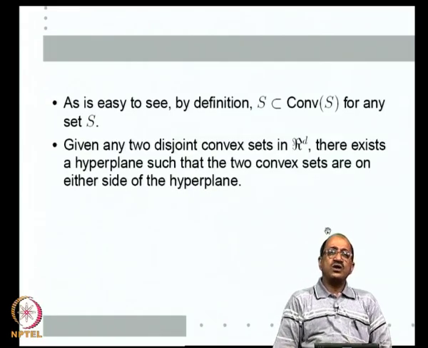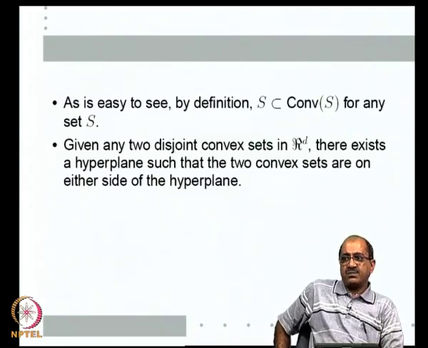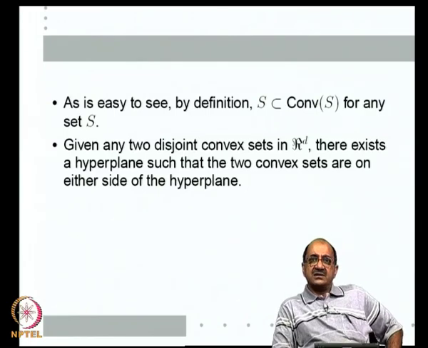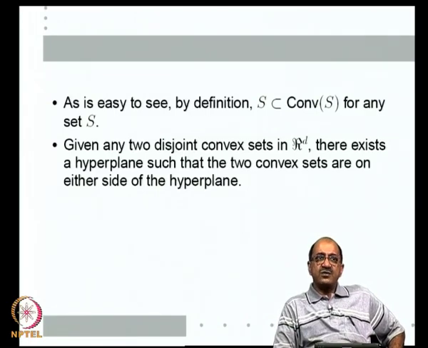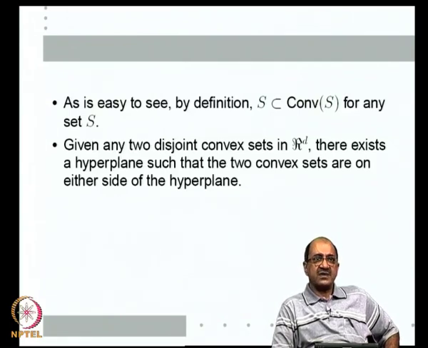Given any 2 disjoint convex sets in R^D, see every convex set, the property of convexity. What is a convex set? A convex set is a set where if you take any 2 points and find a convex combination of those 2 points, all convex combinations of those 2 points are inside the set. That is how a convex set is defined.